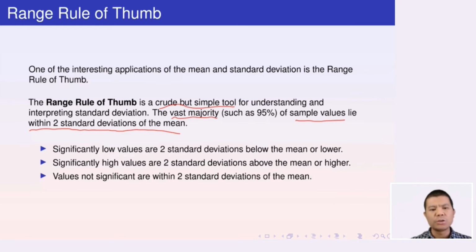So by using this range rule of thumb, we have the following definitions. Significantly low values are those two standard deviations below the mean or lower. Significantly high values are those two standard deviations above the mean or higher. Finally, these are the values within two standard deviations of the mean. That should be the vast majority.